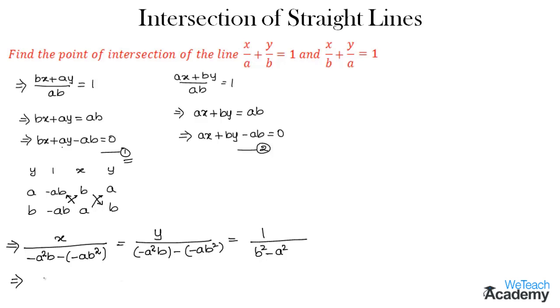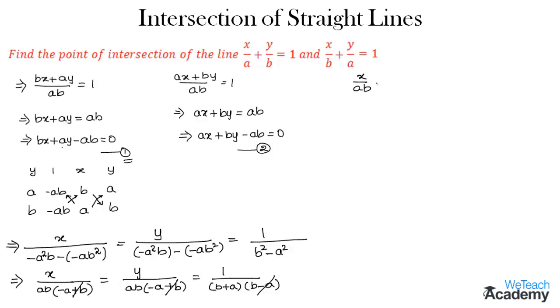That implies we get x by, and here by taking ab as the common factor, we get ab into minus a plus b, which is equal to y by ab into minus a plus b, which is equal to 1 by, and here by using the formula we get b plus a into b minus a. So b minus a from all the terms gets cancelled, and we are left with x by ab, which is equal to y by ab, which is equal to 1 by a plus b.